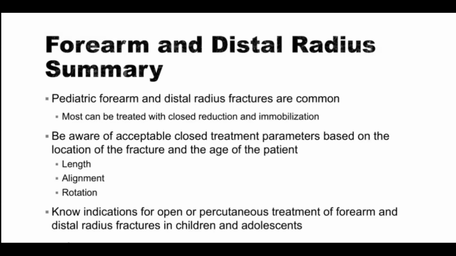Okay, so we're here to our summary slide: pediatric forearm and distal radius fractures are common, and they can be treated with closed reduction and immobilization. And then just know those parameters about what is acceptable for the fracture, and think about length, alignment, rotation, just like in any bone in the body. And then also good to know the indications for open or percutaneous treatment of forearm and distal radius fractures.